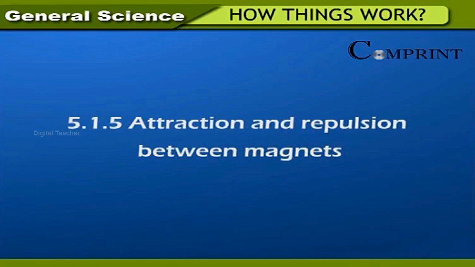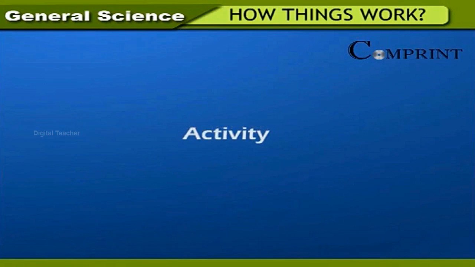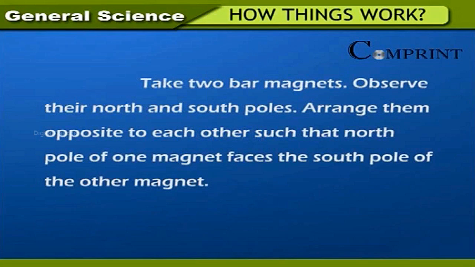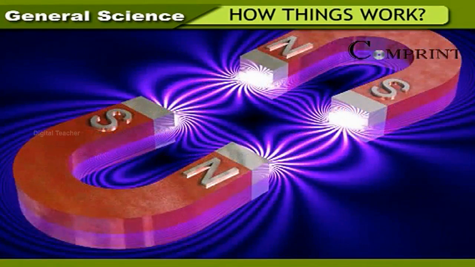Attraction and repulsion between magnets. Activity. Take two bar magnets. Observe their north and south poles. Arrange them opposite to each other such that north pole of one magnet faces the south pole of other magnet. Slowly bring them closer. Both poles are attracted to each other. When the second magnet is moving slowly at one point, you observe both of them stick together.